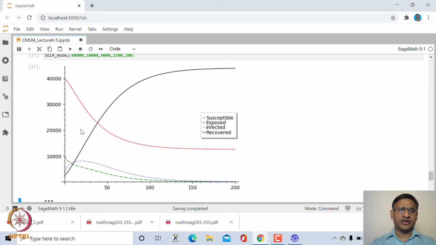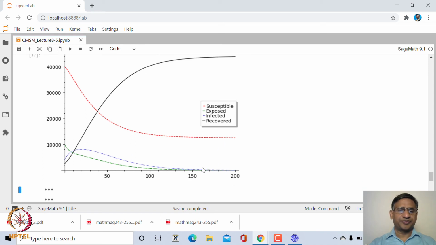So you can see here this red one is susceptible, the green one is exposed, the blue one is infected, and this is the recovered one. You can see that in the beginning the recovery is small and slowly it goes up, and then slowly everybody gets recovered. In this case, these are the susceptible ones. Initially everybody is susceptible, and then slowly it goes down and it stabilizes after some time, right.